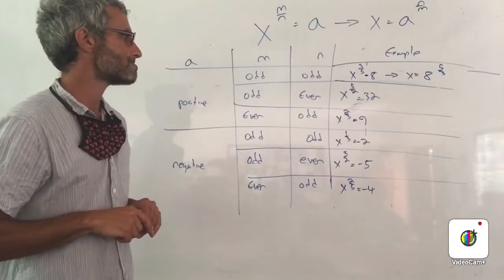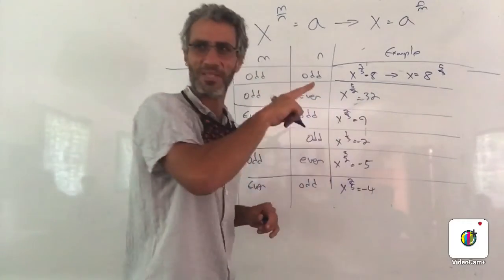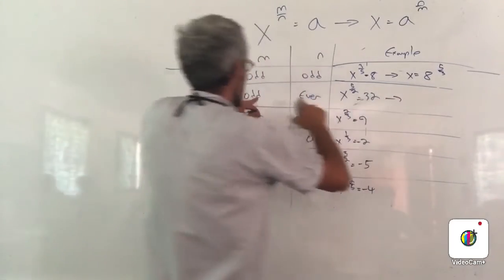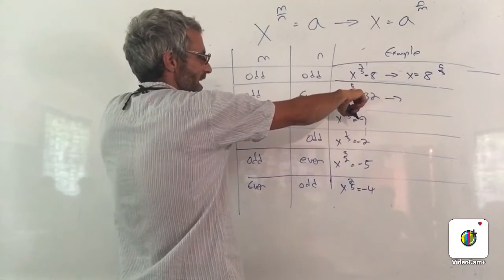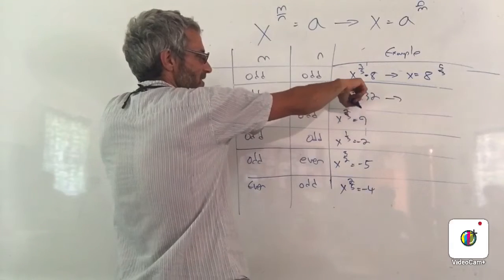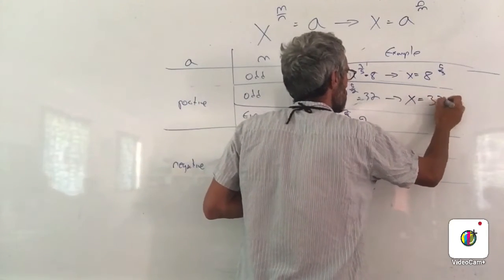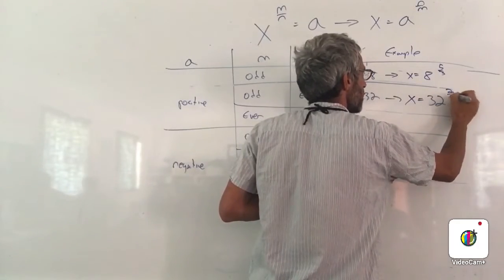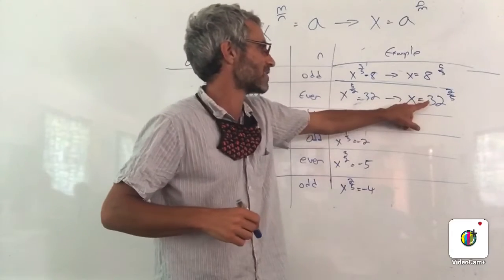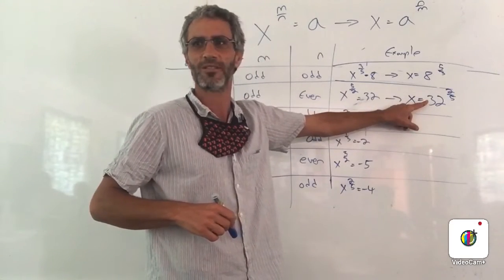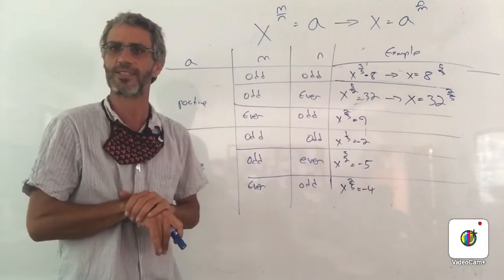Are we happy with that? Yes, sir. Okay. Right, the next one, and this is where I made a mistake last time, is if we have an odd n and an even m. This one. Okay, this is even, this is odd. So x is still going to be equal to 32 to the power of 2 over 5. But not like what I told you before, it's not going to be the minus. The minus is not going to be an option here. So it's just that. And normal. Nothing really fancy here.